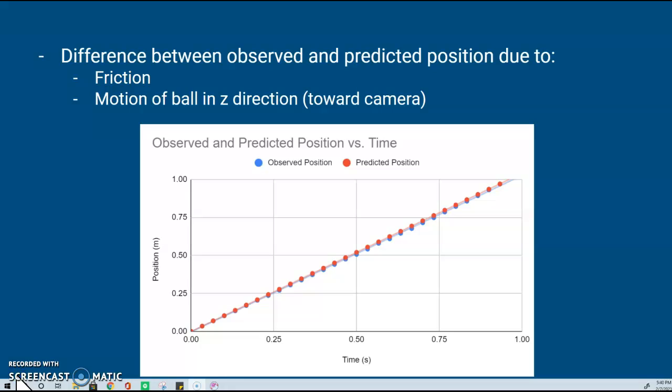I use the observed data points from Tracker and the model data points from GlowScript to compare the position versus time of both, shown in the scatter plot here. The predicted position versus time graph has a slope of 0.85 meters per second as the velocity is perfectly constant. However, the observed position versus time is slightly different, shown here. The ball slows down slightly due to friction and air resistance as its points start to go below the predicted points. These points then catch back up due to the ball traveling towards the camera in the z direction. As it travels closer, the ball appears larger and appears to move faster if this is not taken into account. This causes the difference between the two graphs.